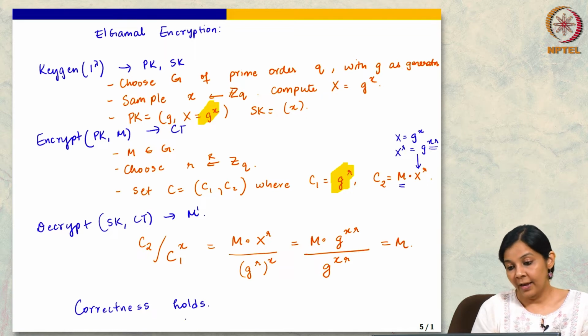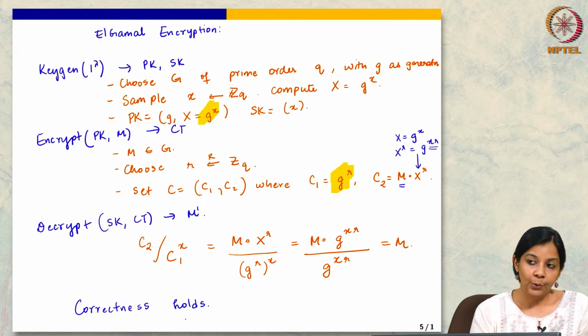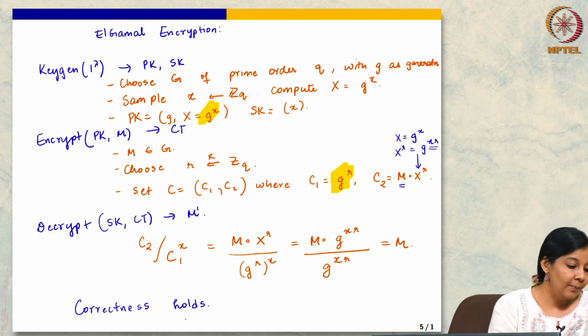Can decryption fail with negligible probability? What do you think? Okay, I will let you think about that.